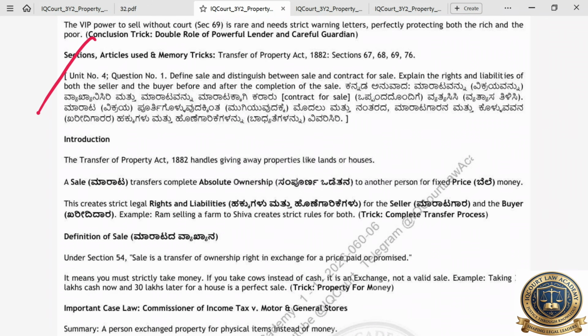Then Unit number 4, question number 1. Define sale. Distinction between sale and a contract for sale. Explain the rights and liabilities of both seller and buyer before and after completion of the sale. Very important. Very easy question. This is a 200% important question. This question also came in contract also, in property also.